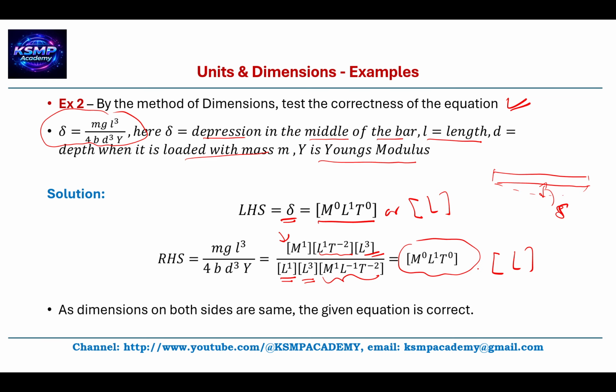So that means left hand side and right hand side both are equal, or dimensions are equal on left hand side and right hand side. So therefore we say that the given equation is correct. Given equation is correct. So the given equation we can check with it, if we know the dimensions of all the given physical quantities, that can be checked.